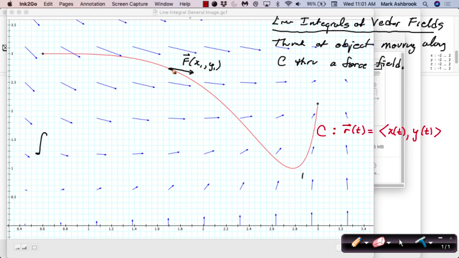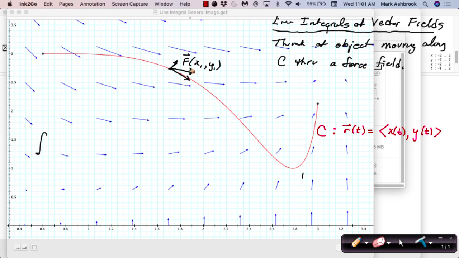It looks like this. And then the orthogonal component is like that. As the object moves along that path, the orthogonal component is going to do nothing to it because it's staying on the path. But the parallel component is going to, in this case, help it along, right?